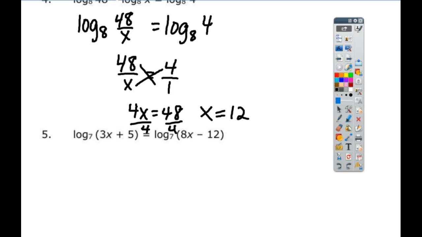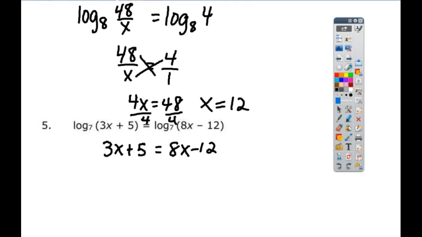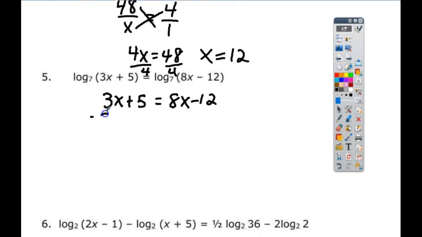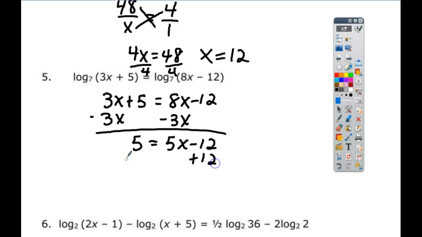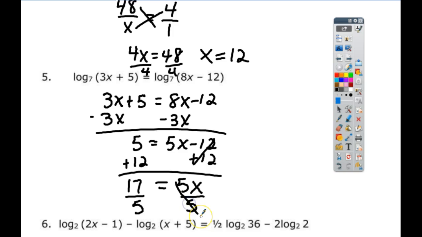Okay, what about number 5? What do you think I'm going to do with number 5? Do I have one log on each side? So can I just go ahead and solve? These are the ones we like because we don't have to do anything. I'm just going to set 3x plus 5 equal to 8x minus 12 and solve. So I get x is 17 over 5, and that's okay.